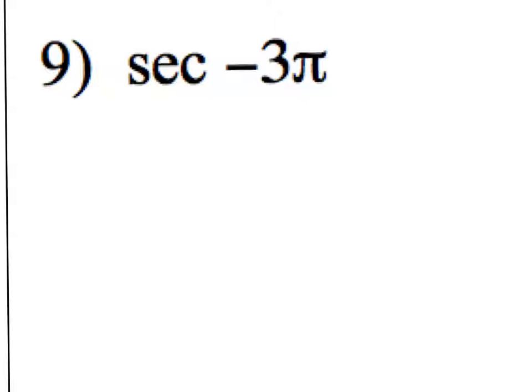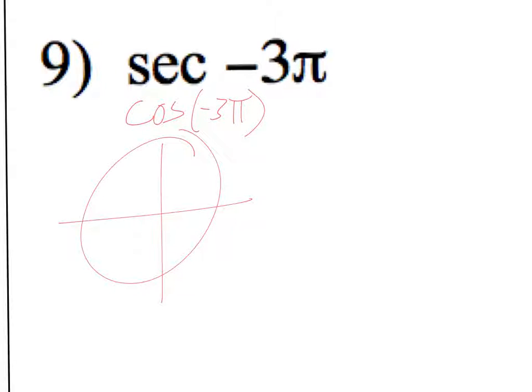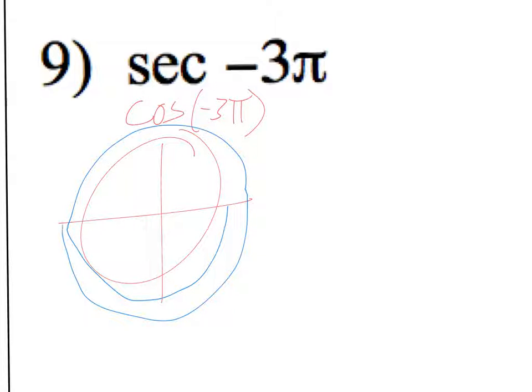Secant of negative 3 pi. We know secant is going to be the reciprocal of cosine. If I take a look at my circle, sorry, I just started going in a positive direction there. So we want negative pi, negative 2 pi, negative 3 pi, negative 1 comma 0. And as far as my cosine value, cosine here is going to be negative 1. Secant is going to be the reciprocal of negative 1. And this is really negative 1 over 1, so the reciprocal is the same exact thing, negative 1.